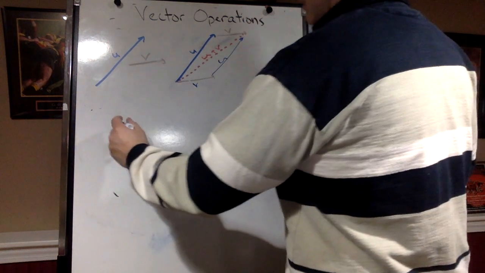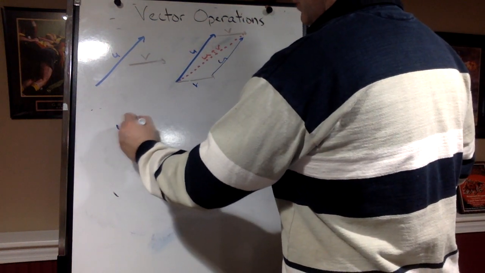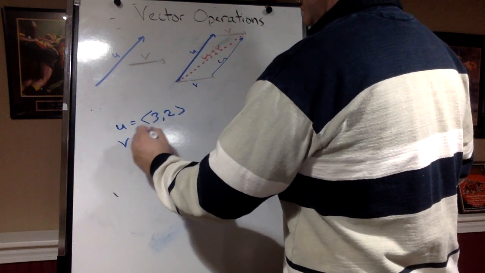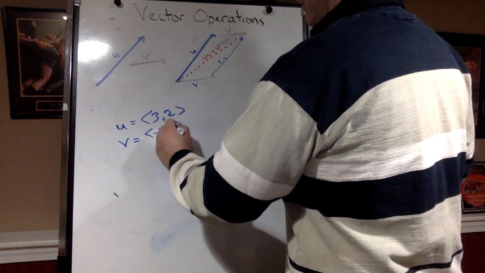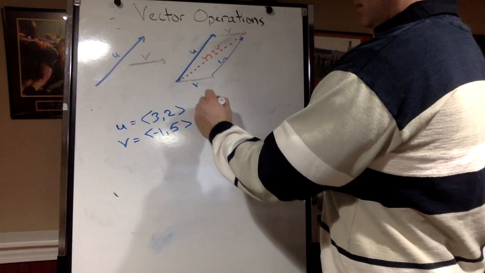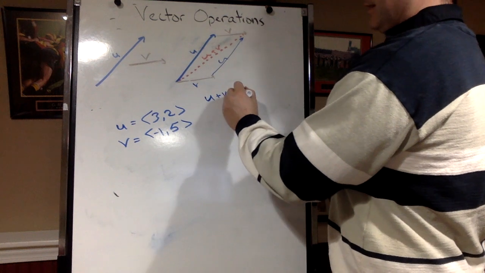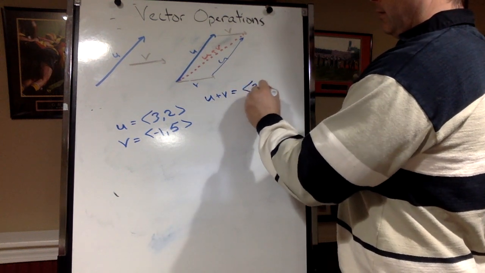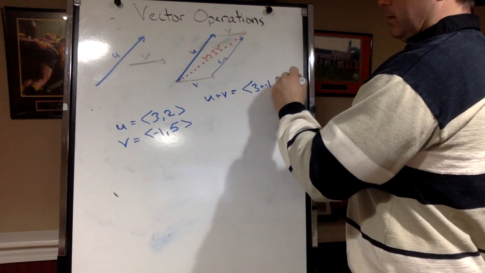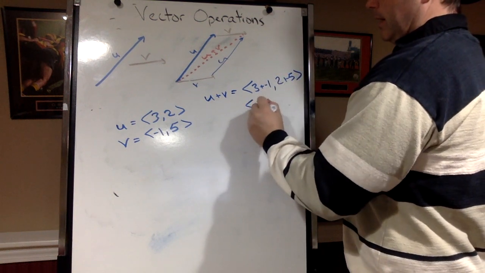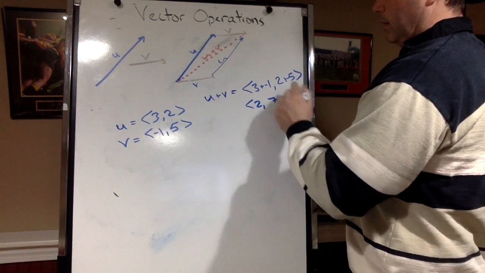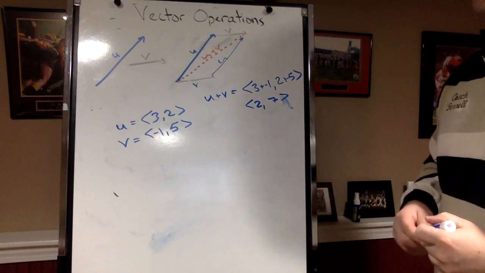So let's say we'll go u equals ⟨3, 2⟩. v equals ⟨-1, 5⟩. Okay? Do we see that? u plus v is literally 3 plus negative 1. Add the x's, add the y's. And I would get ⟨2, 7⟩. Make sure we use our vector brackets.